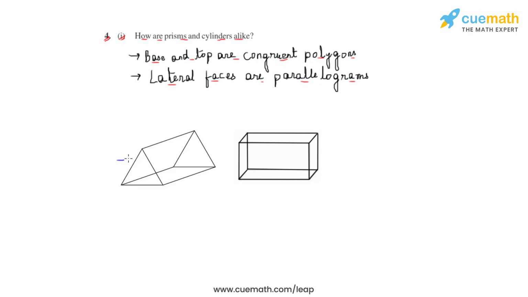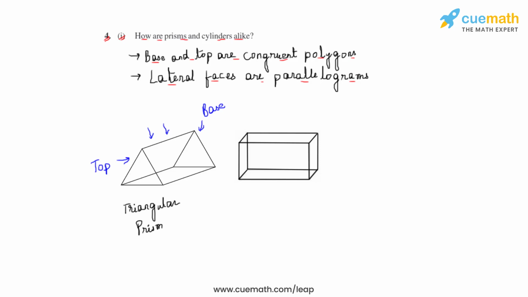If we consider this part to be the top of this solid and this to be the base of the solid, we observe that these two are congruent polygons, basically triangular in shape. Also the lateral faces here are parallelograms. Hence we can state that this triangular prism, as both the top and the base faces are triangular in shape, is a polyhedron, is a prism.